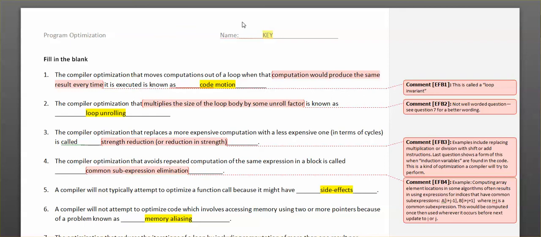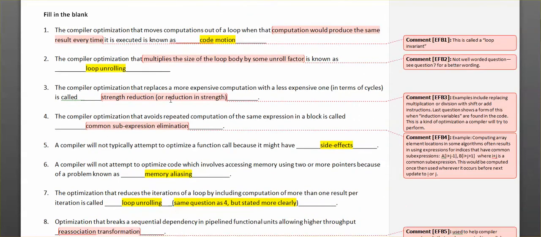Let's review the optimization exercise we did in class yesterday. To start with, we'll do question 1: the compiler optimization that moves computations out of a loop when the computation would produce the same results every time it's executed is known as code motion.